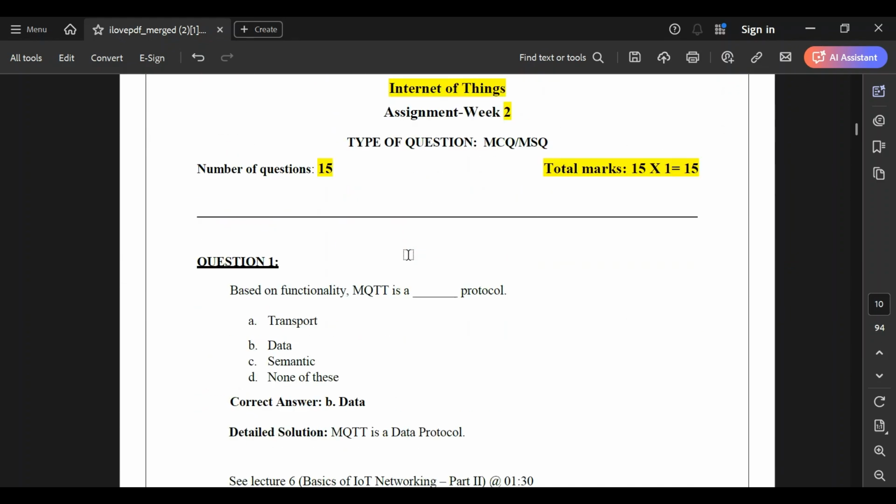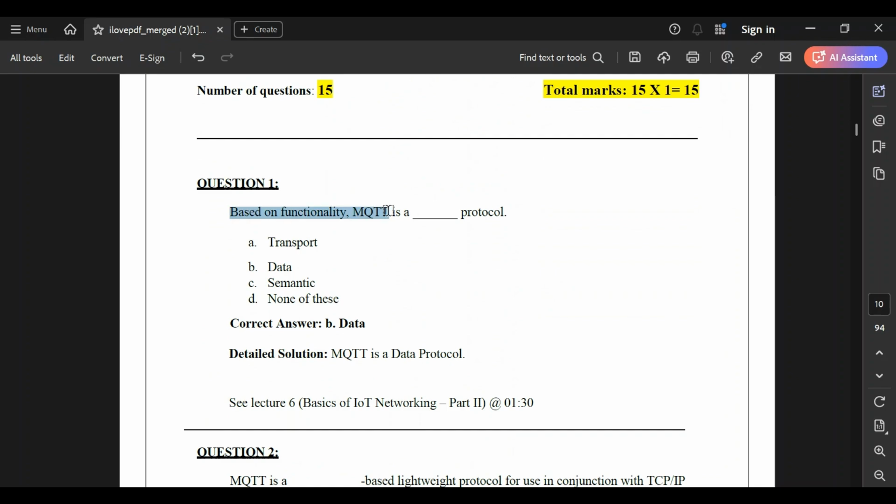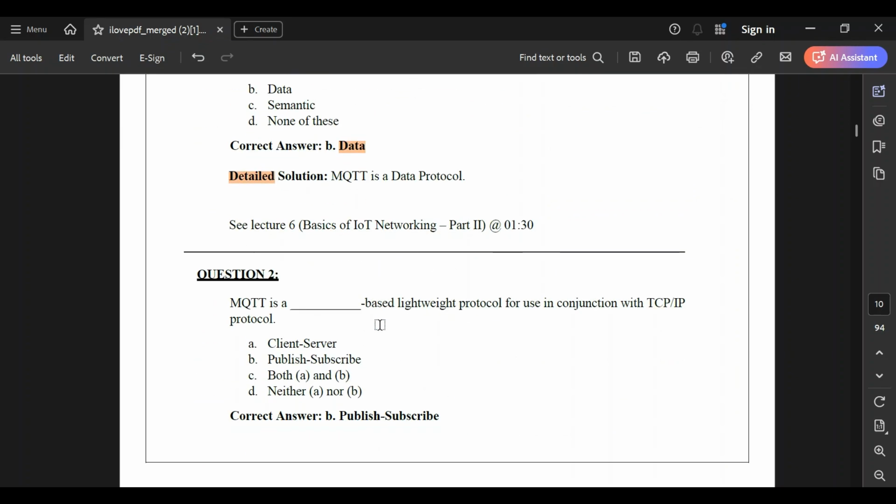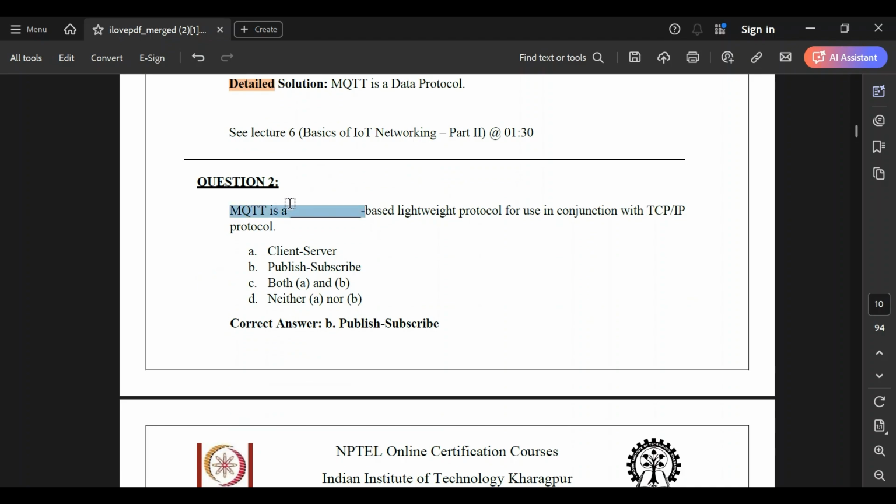Moving to the second assignment, based on functionality, MQTT is a dash protocol. So it is a data protocol. MQTT is a lightweight protocol for use in conjunction. It is publish-subscribe, meaning publish and subscribe are there.